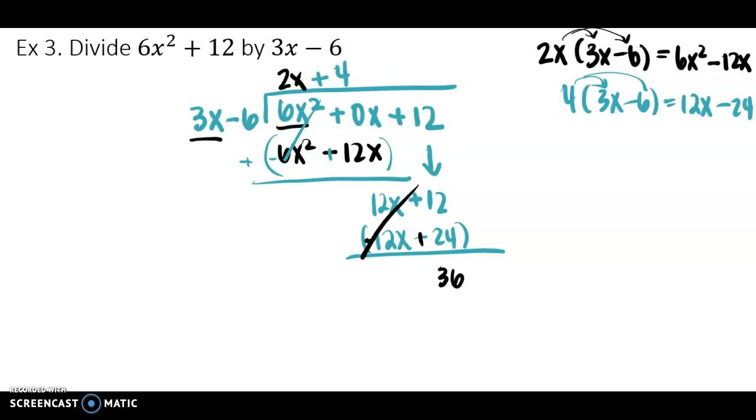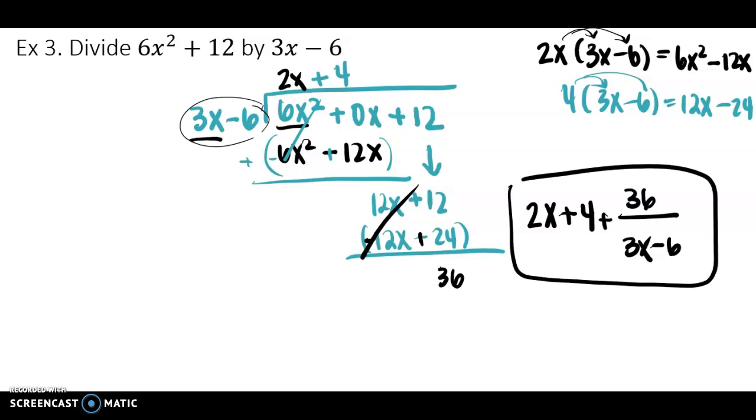So this is the first time we've gotten a remainder, so I'll show you how to do that. Remember, you place it over whatever you're dividing by. So it's going to be 2x plus 4, and then your remainder over 3x minus 6. And you could put a plus sign in between them. And that would be your answer.